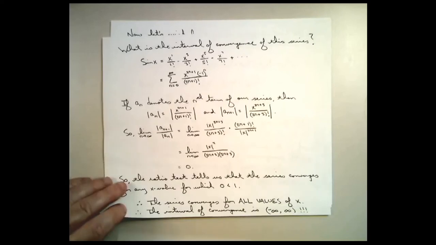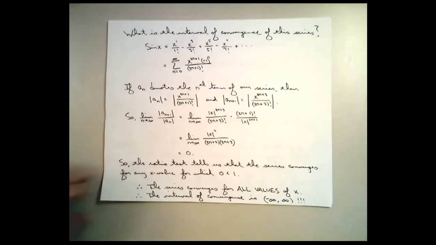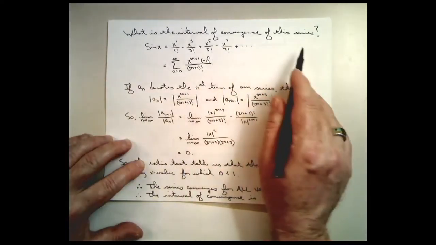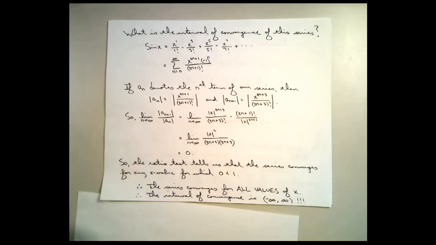So as a kind of conclusion here, what we've just shown is that this series converges everywhere. It's fascinating, absolutely fascinating. So while we don't have a polynomial that equals sine of x, we do have a power series that equals sine of x, and which equals sine of x everywhere, for all values of x.